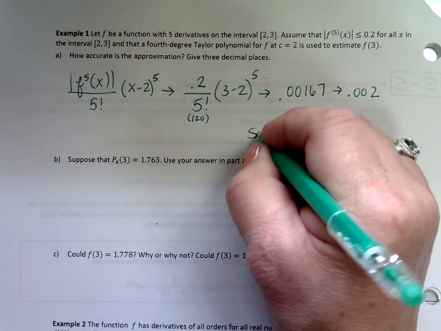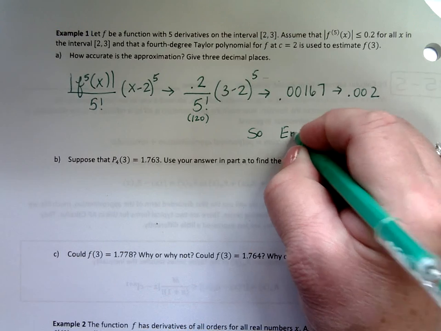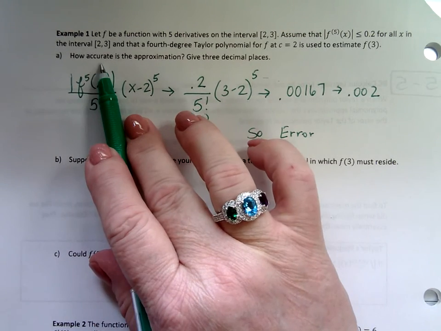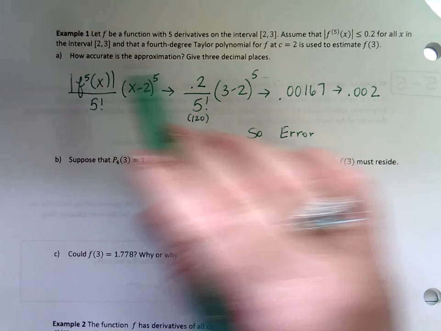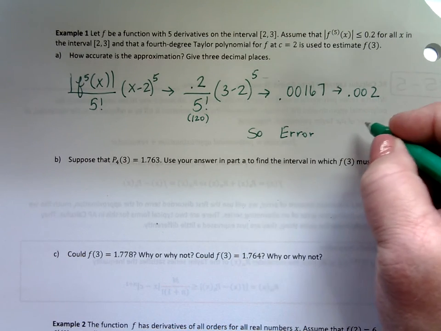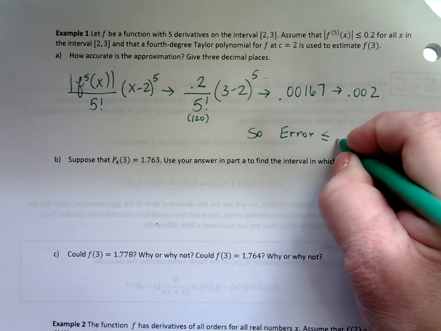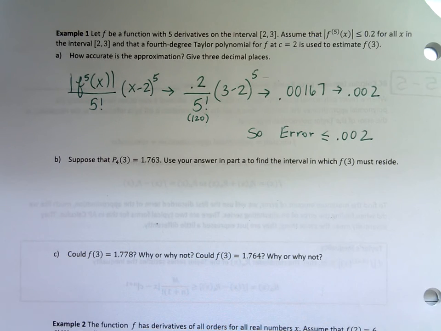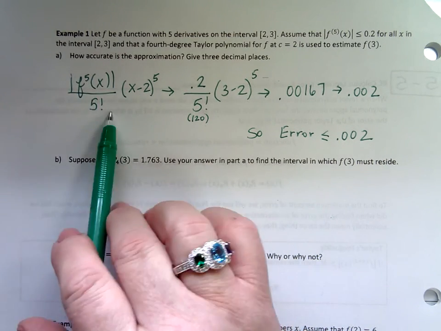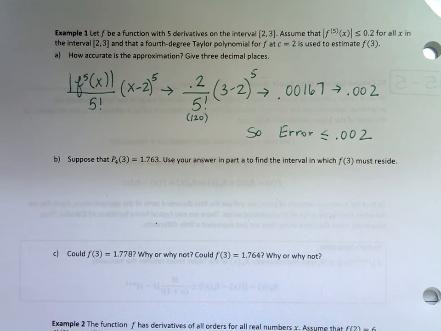So what you just did in that step is figure out the error. In other words, what's the error in this approximation? And so that's the way that you're going to find the error. In our case, the error has to be less than or equal to 0.002. So you take that 5th derivative, the 5th powered term, and you create your Taylor polynomial term from that, and then calculate it out.